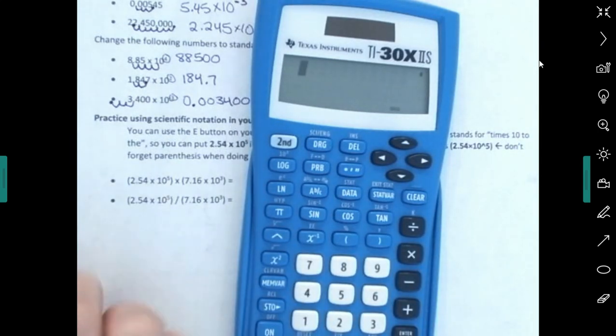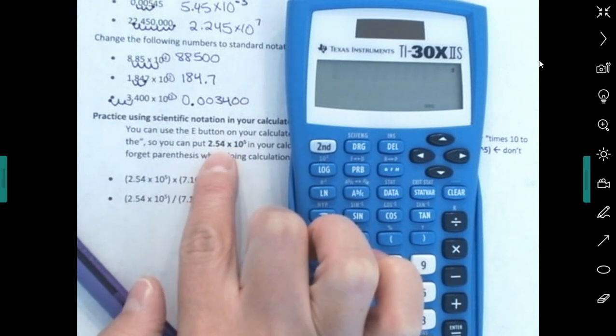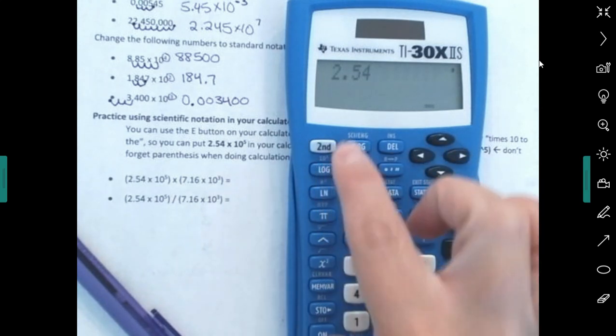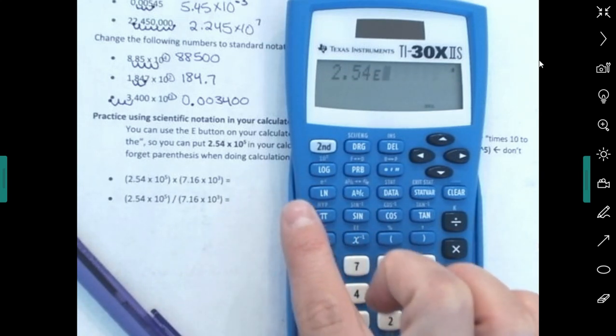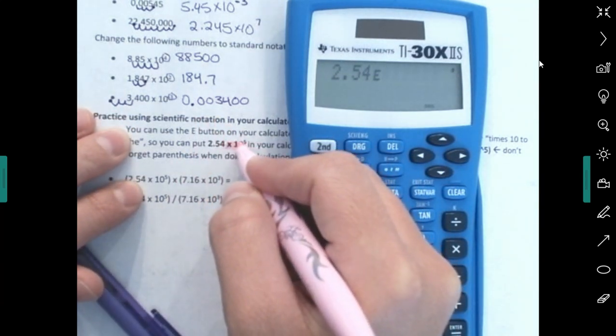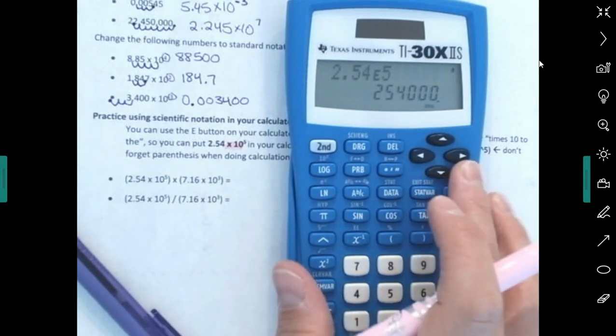So if I were to encounter a number like this, this is how I would put it in the calculator. I would do 2.54, and then I would press second, and then this button here, because it's hard to see, there's a little EE above there. And then the E takes the place of times 10 to the. So it takes the place of all of this, the times 10 to the. So I don't need to put a caret, I don't need to put anything, I just put 5. And that's it. Okay? And that's how I would get that number in my calculator.